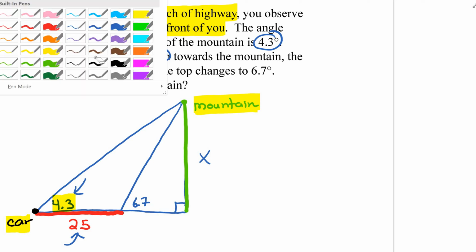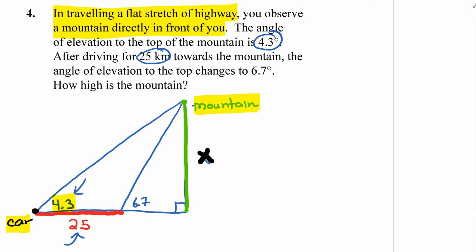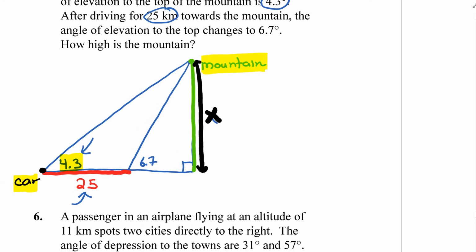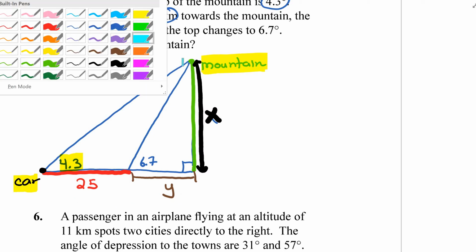Basically I want to find this distance right here, from top to bottom. Now that we have our diagram set up, we're going to label one more variable and then start solving the problem. I'm going to label this part here in brown. I'll call that y. And therefore the whole horizontal distance is 25 plus y. This is what we're going to do first.